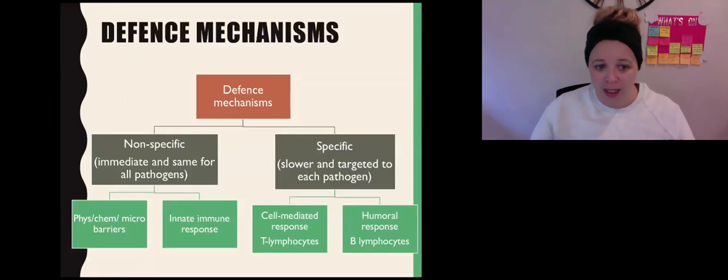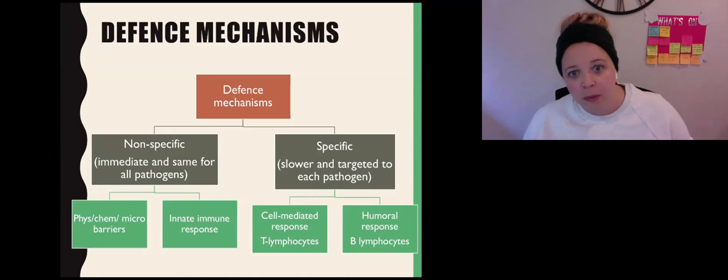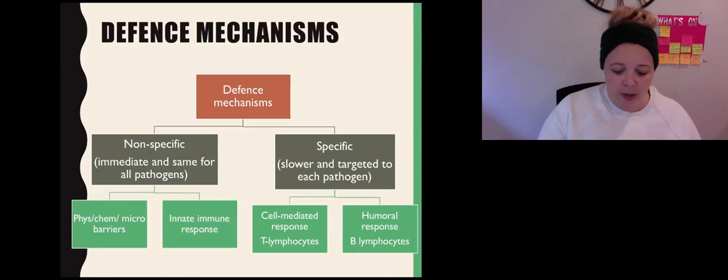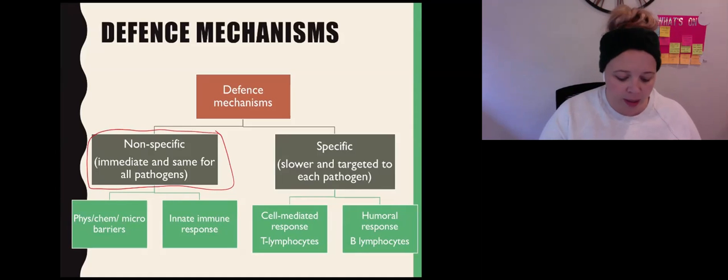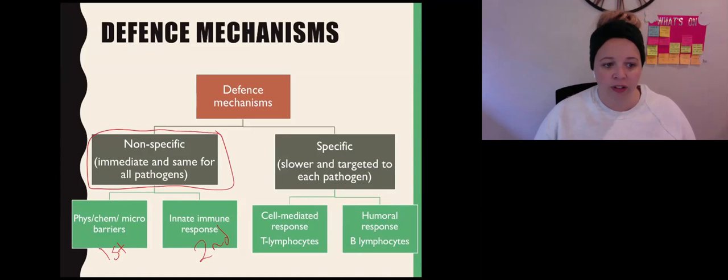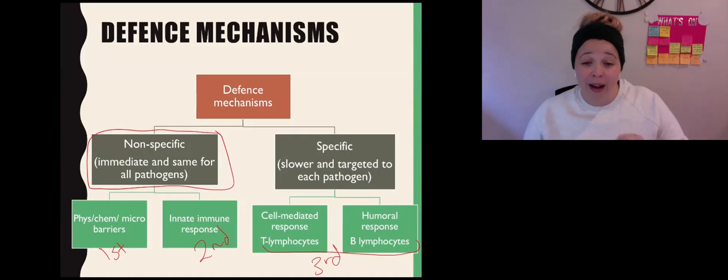And this is my little summary diagram that shows us everything we're going to be talking about for the next probably week and a half. So these are our mechanisms. We have the defense mechanisms against pathogens. The first ones we're going to talk about are the non-specific ones. We're going to talk about the first line and the second line of defense down here. And then these two over here, these are our third line of defense. Now, if it makes it past all of those, then that's when we get sick.